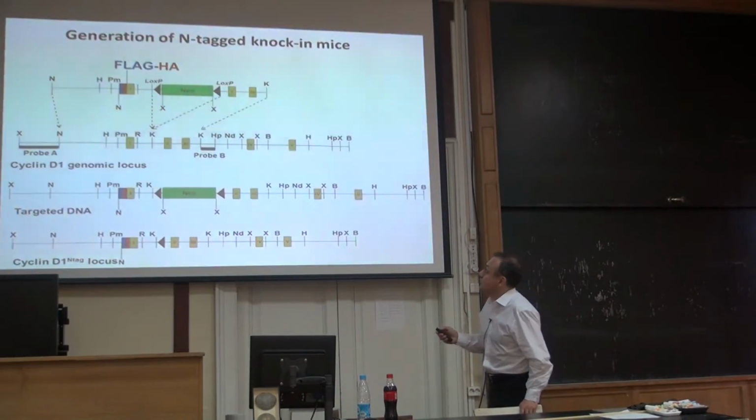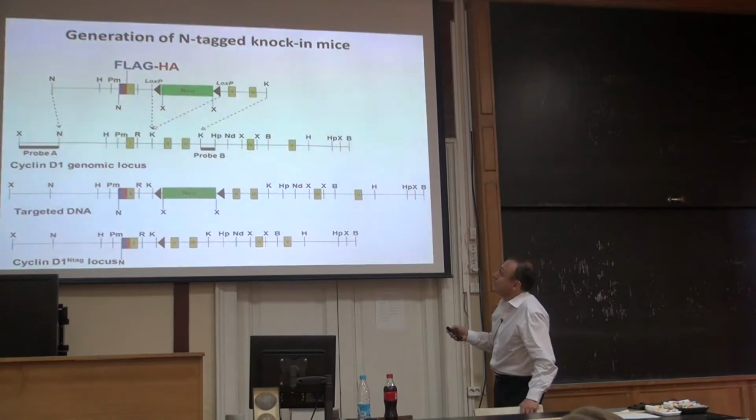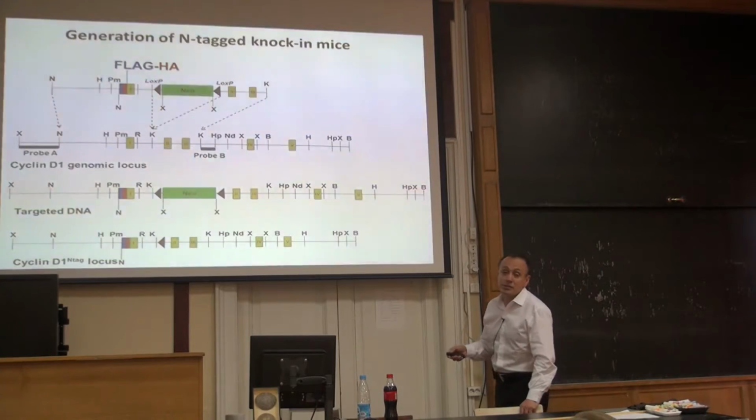So to address this question, Fred generated a knock-in strain of mice where, using gene targeting, he inserted into the 5' end of the cyclin D1 gene the sequences encoding FLAG and HA tags. So this is one strain of mice which express, in a homozygous state, cyclin D1 which contains FLAG and HA tags at the N-terminus.